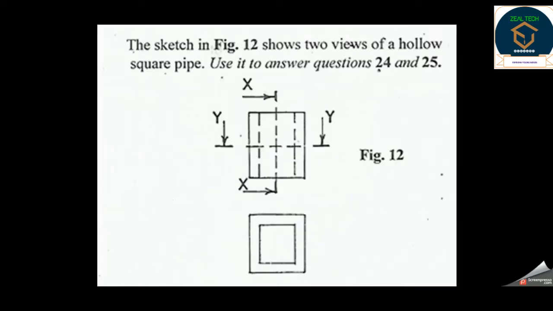The sketch in figure 12 shows two views of a hollow square pipe. That is what we have here. Now, this particular one requires that we explain it. We have to use it to answer 24 and 25. So there's a video that explains to you truly what is in this place. So please watch it now.